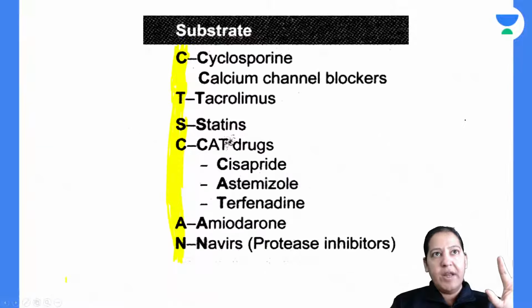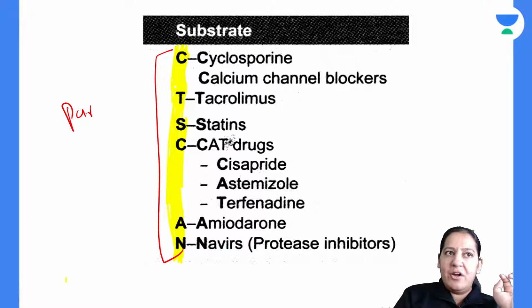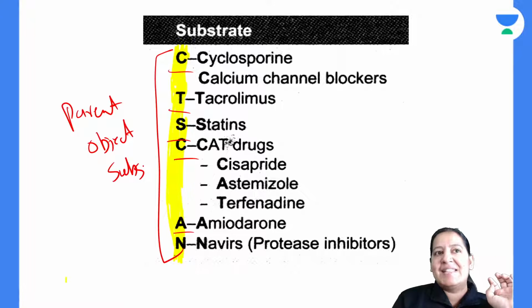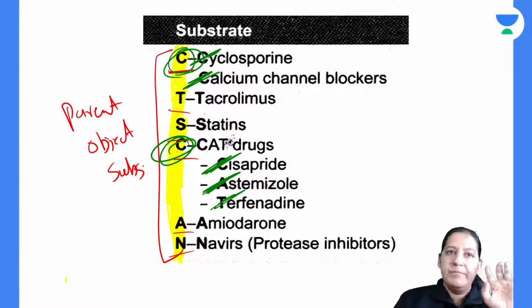I will give you the mnemonic for both. This is the mnemonic of the parent drug. Whether you say parent drug, object drug, or substrate drug, it is one and the same thing. The mnemonic is CT SCAN. There are 3 Cs: C stands for cyclosporin, C for calcium channel blocker, C for cisapride, and C for astemizole. And the other C is for CAT.